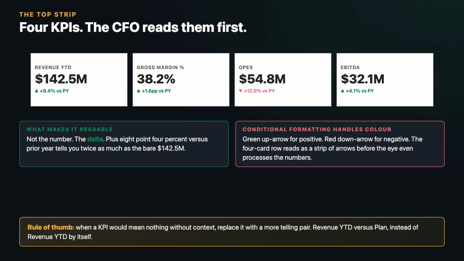What makes a KPI card readable isn't the number, it's the delta. The comparison underneath. Revenue YTD beside plus 8.4% versus prior year tells you twice as much as the bare number. Conditional formatting handles the color: green up arrow for positive, red down arrow for negative. The 4-card row reads as a strip of arrows before the eye even processes the numbers.